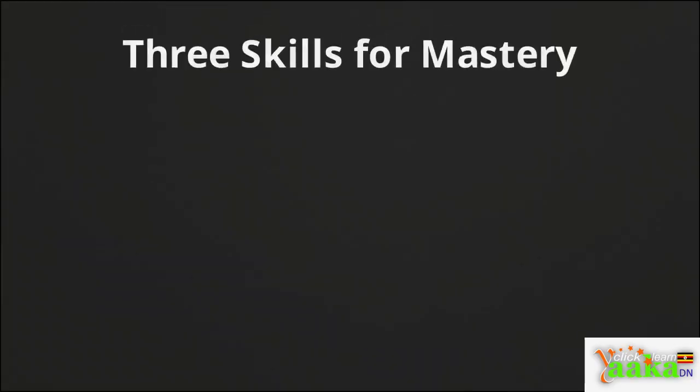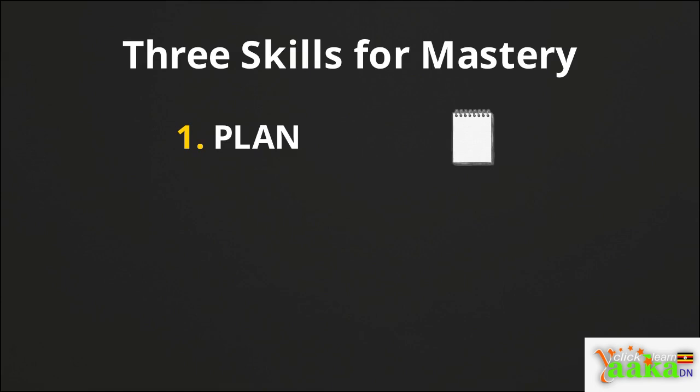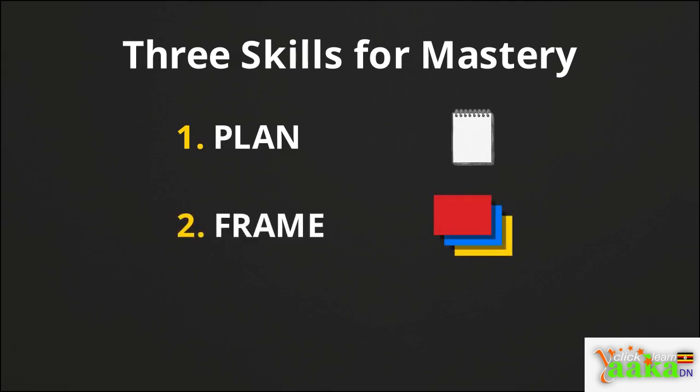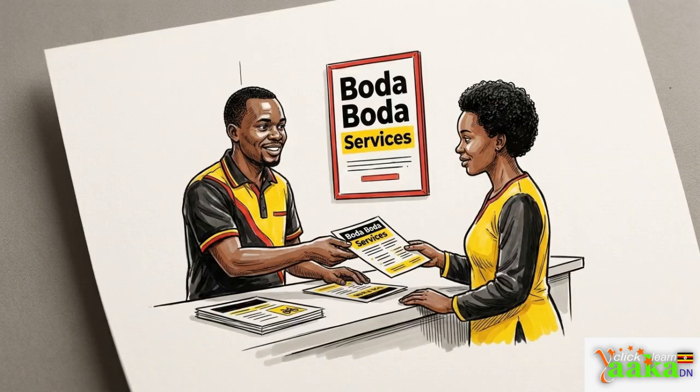To master electronic publication, focus on 3 skills. Plan with an analog wireframe, frame your elements in independent boxes, and align everything using grids and intentional white space. By developing these abilities, you can launch graphic design services, brand local businesses, and run community events right here in Uganda.